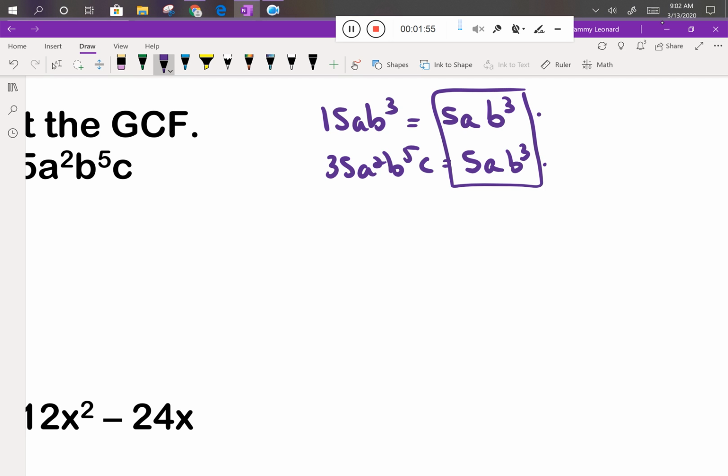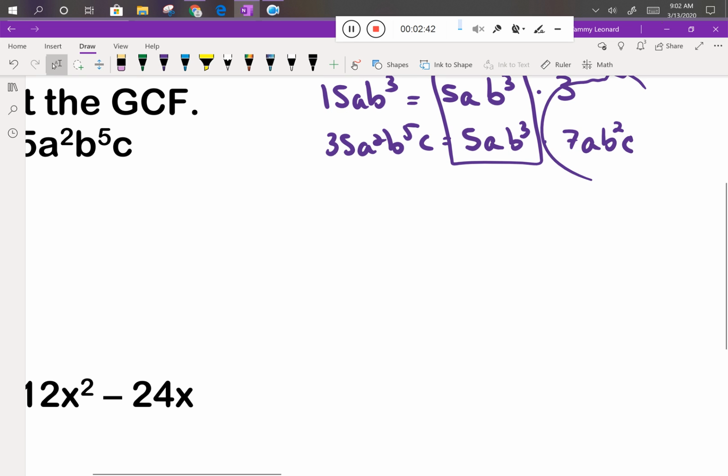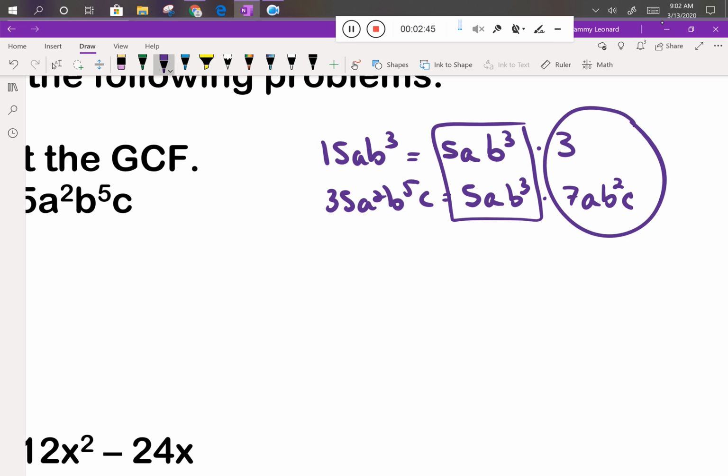So we have to think about what's going to be left behind. If I have 5ab cubed, what would I have to multiply that by to get back to 15ab cubed? I definitely need a 3. Do I need any more b's on the top? Oh, no. I already have them all, right? So I just need a 3. That's all we need for that first one. Okay, and then I have 35a squared b to the fifth c. I'm trying to get there, but all I have right now is 5ab cubed. What do I need? A 7 to get to 35, an a, b squared, and a c. Those are the pieces that I still need. That is what's going to end up in the parentheses.